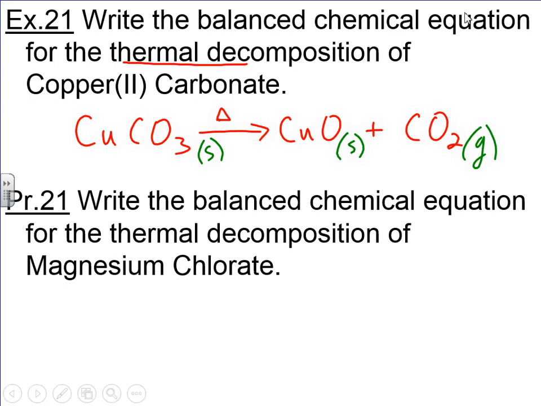If we do the practice problem, write the balanced chemical equation for the thermal decomposition of magnesium chlorate.